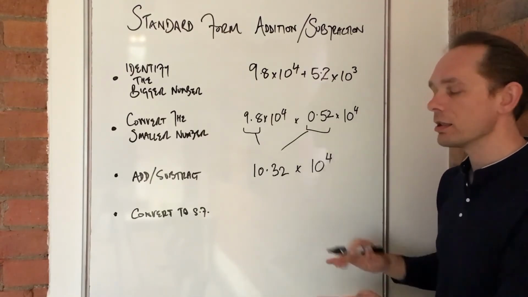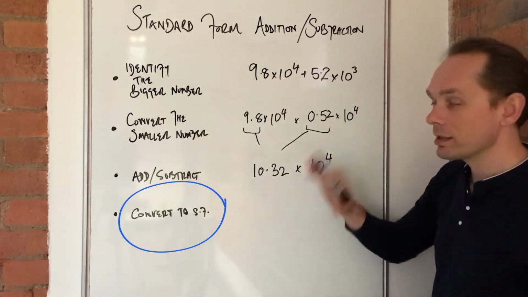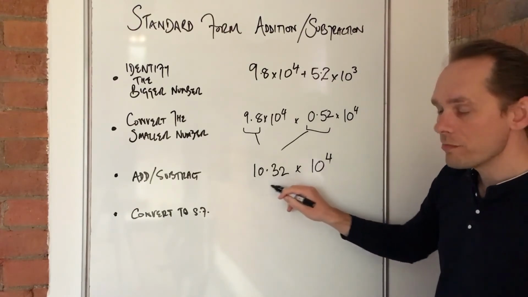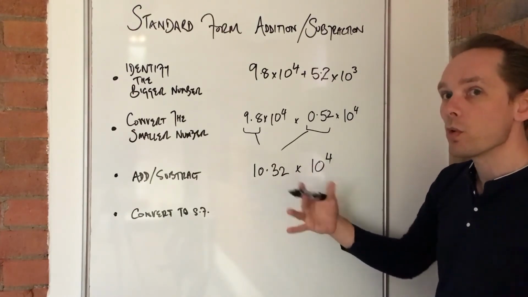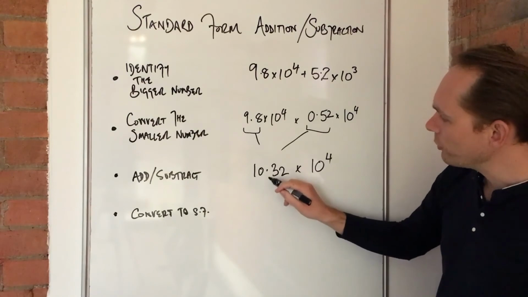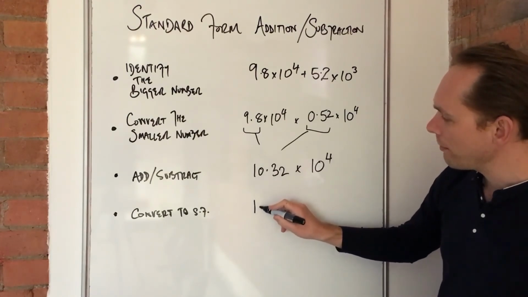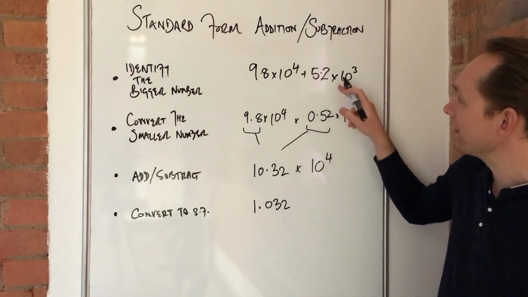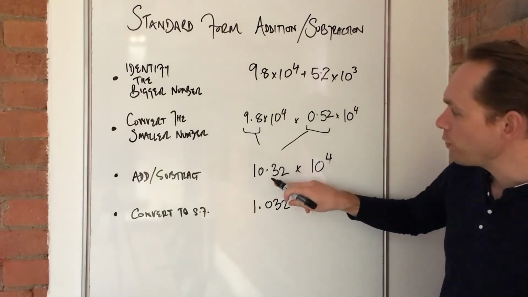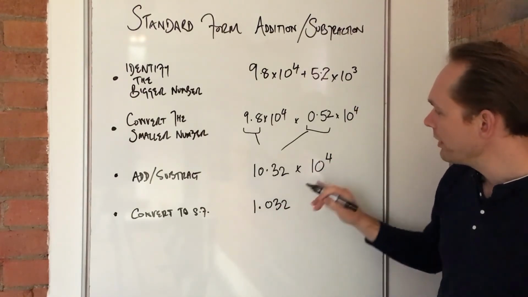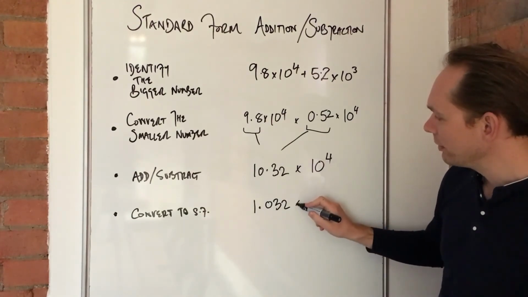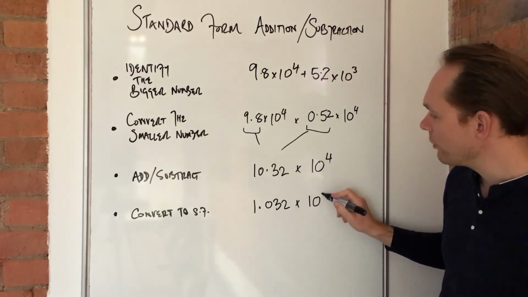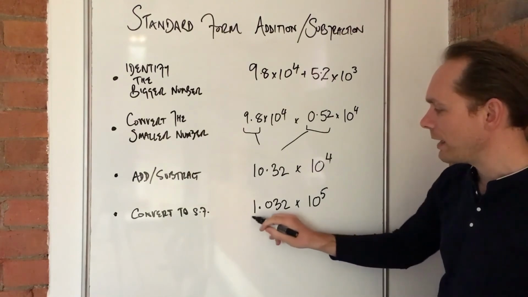Now that's done, you might have to convert it to proper standard form again. This number's too big for the convention. It has to be between 1 and 10, and it's more than 10. So all you do is move the decimal point, 1.032. Now this is very much like what we just did up here. This time we've made this number 10 times smaller, so we're going to make this 10 times bigger, becomes 10 to the 5, in order that it has again the same value.